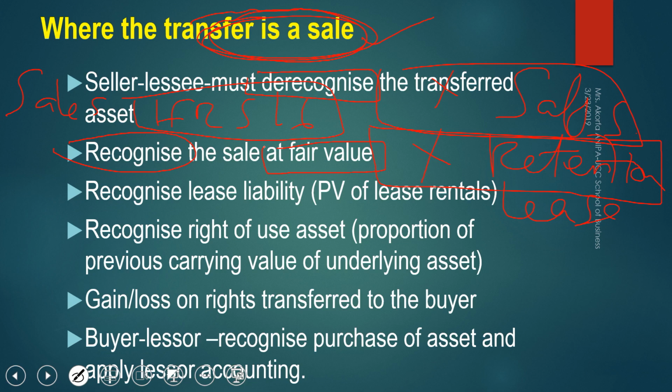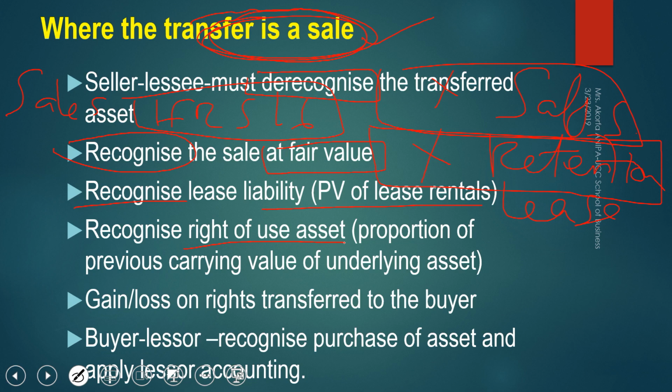Then you must recognize the lease liability. Don't forget it is a sale and leaseback. So you must sell and you must recognize the lease. And for the lease as a lessee, you must recognize a lease liability, right? Which is the present value of the lease rentals, and recognize a right-of-use asset. How to calculate the right-of-use asset is what we are going to learn, which will be the proportion of the previous carrying value of the underlying asset. So, the asset you have in your books, you have to split it into what you are retaining as a lease and what you are sending out as a sale of the asset.